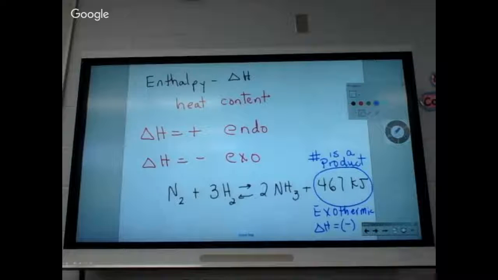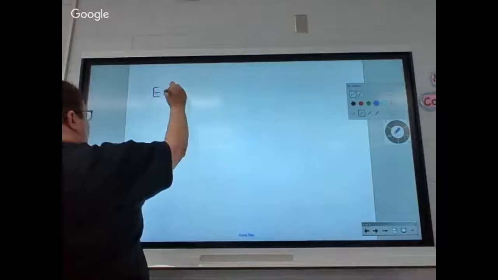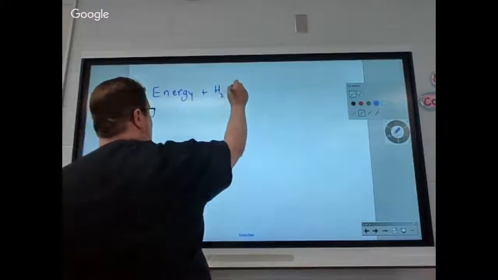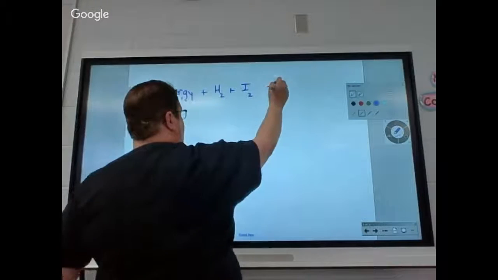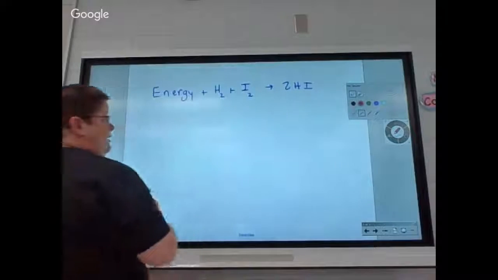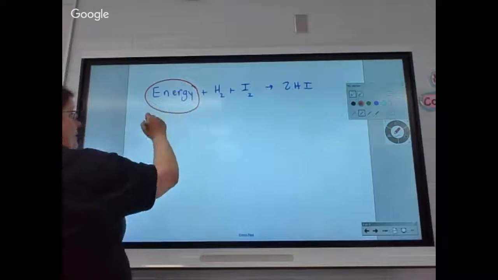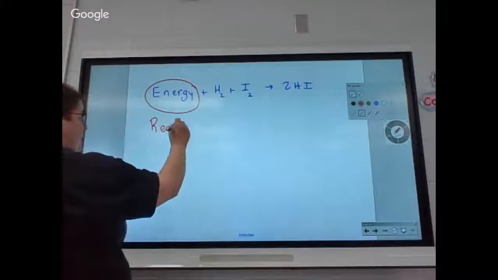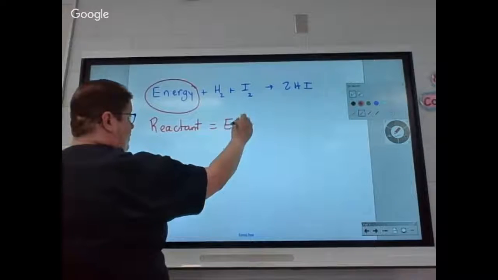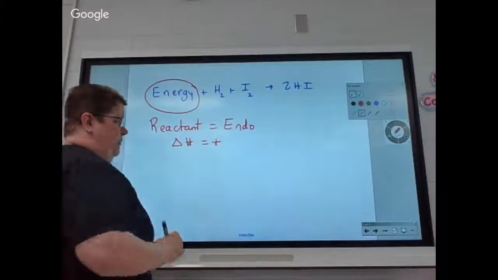Everybody have this? So if I write something like energy plus H2 plus I2 goes to 2HI, what is this supposed to tell us? It's on the left side, so it's a what? Endo. It's a reactant, so that tells us it's endo. And so delta H would be what? Positive. Delta H would be positive.